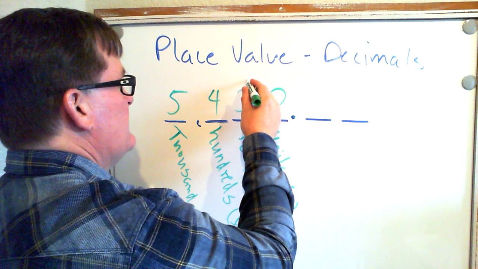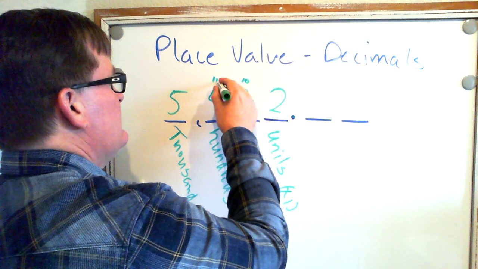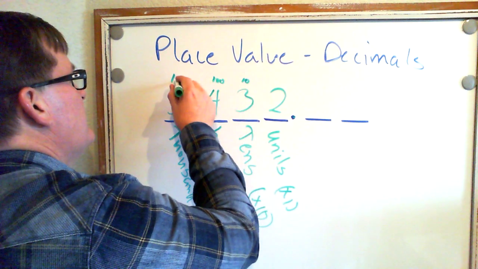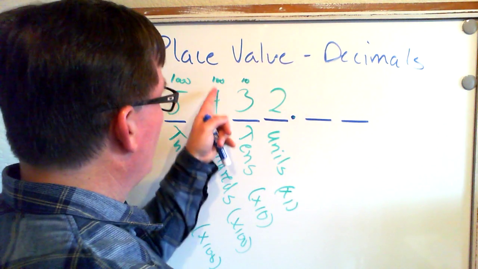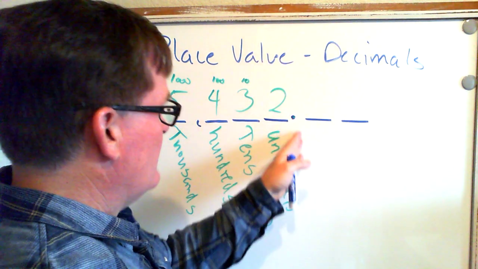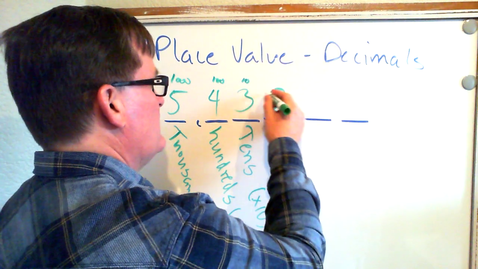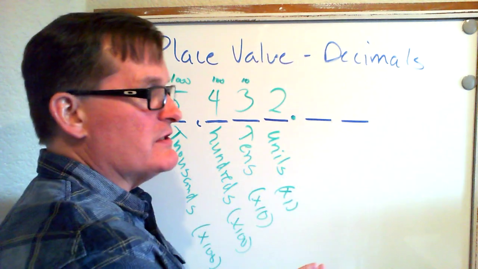So 1 times 10 gets us to tens. 10 times 10 gets us to hundreds. 100 times 10 gets us to thousands, and that's the way it works. So going the other way, I'm dividing by 10. So when we put the decimal in, we're saying we're done with the whole numbers. We're going to get into parts of numbers.